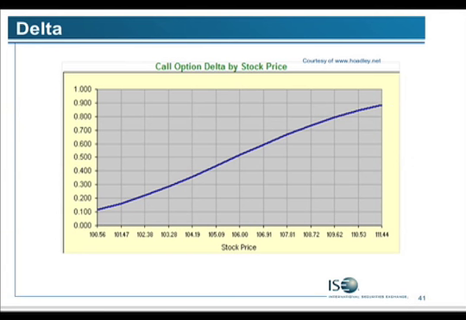Delta, well, looking at a call, makes sense that the call option is going to have higher delta as the asset moves up. More delta as it goes up. As it goes down, lower deltas. The changing delta, what's that called? Gamma.